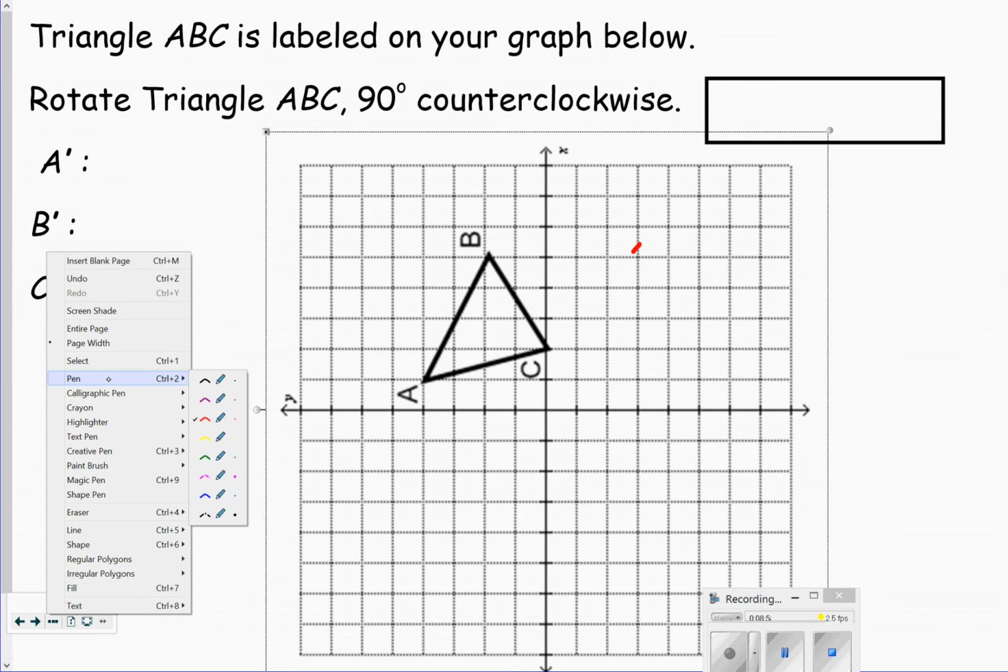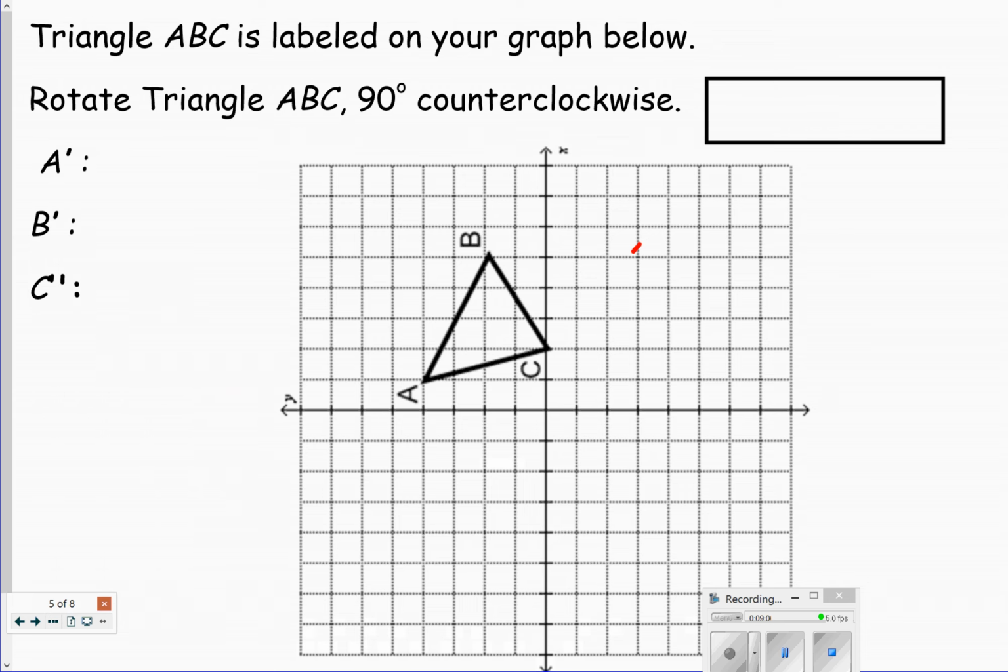This is a different way of looking at it, and let's see if we can identify what our X and our Y would be this time. So the new prime, A prime, would be -4, 1. And our B prime would be -2, 5. And our C prime would be 0 and 2.